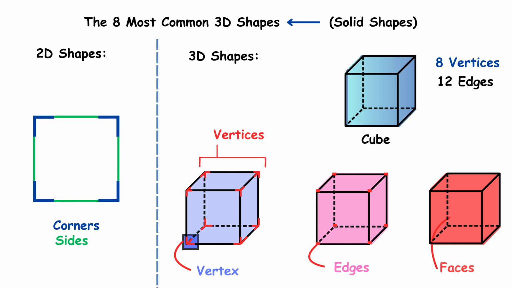In addition to vertices, three-dimensional shapes have edges, which are the straight lines that connect one vertex to another. And they also have faces, which are the flat surfaces that lie between the edges.